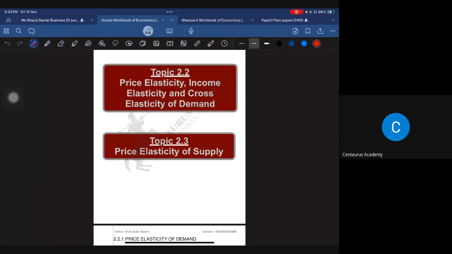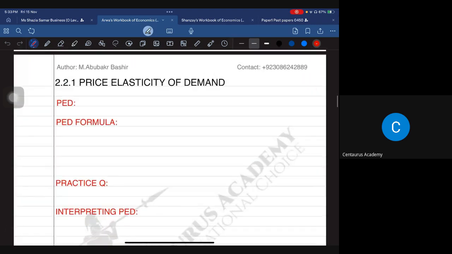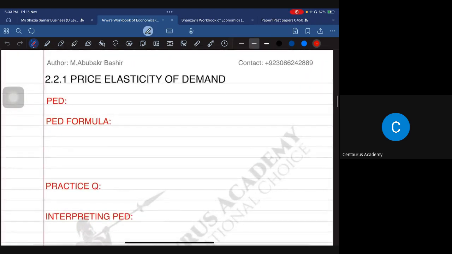Okay, so today we are going to start with the topic of price elasticity, in which we are going to discuss the income elasticity, cross elasticity of demand, price elasticity of demand, and then the price elasticity of supply as well. So, starting off directly with the first one, which is the price elasticity of demand.